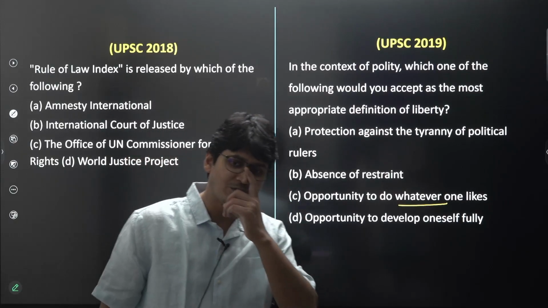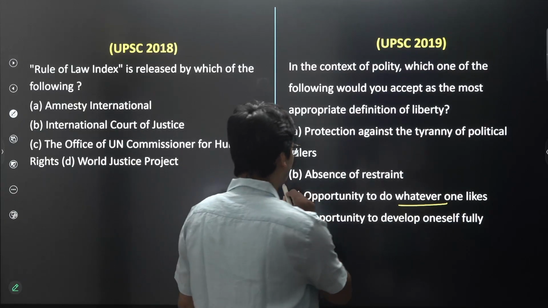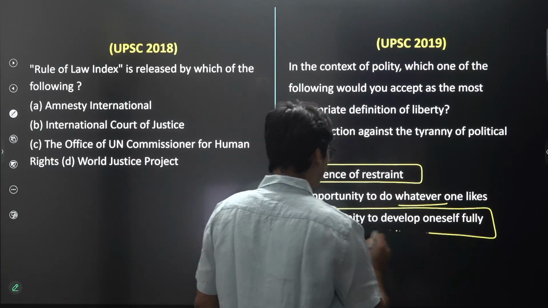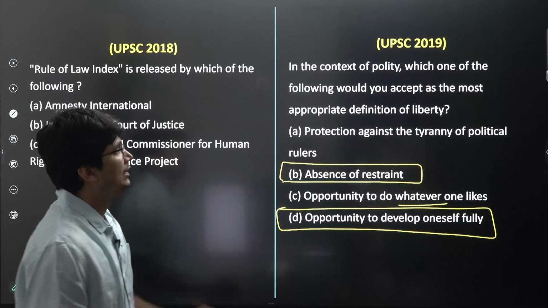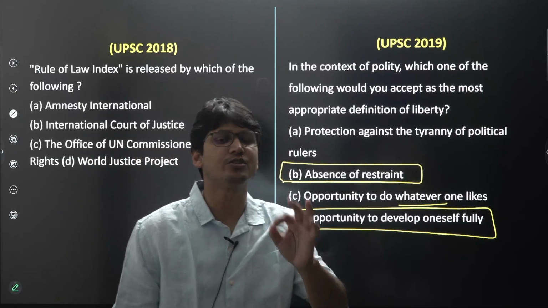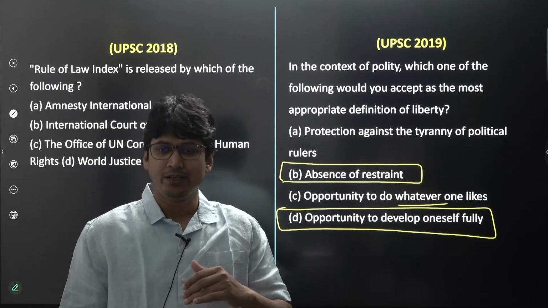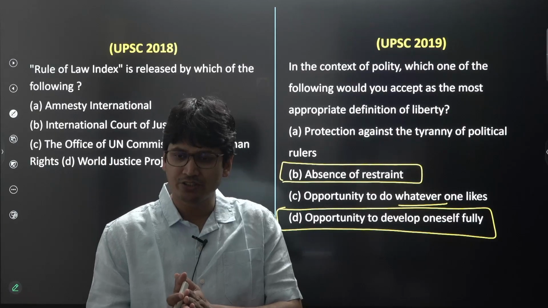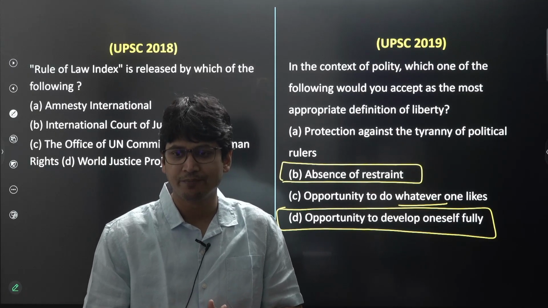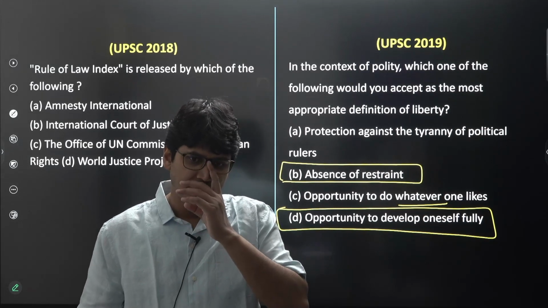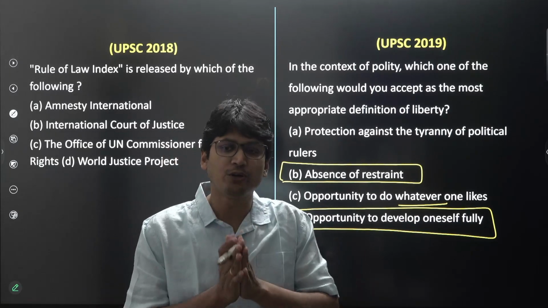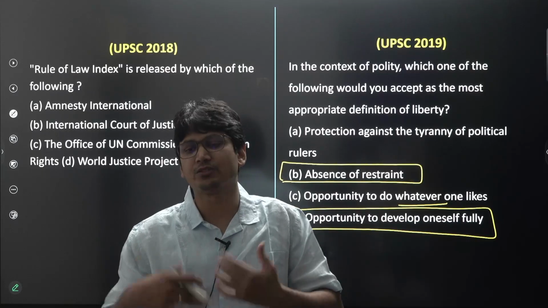Now comes the controversy between B and D: absence of restraint, an opportunity to develop oneself fully. This question basically highlights the dichotomy in the concept of liberty. Amrutesh, you were there in the last class, right? I discussed two aspects of liberty, one positive, one negative. Both are there when we talk about liberty. Positive aspects are also there.